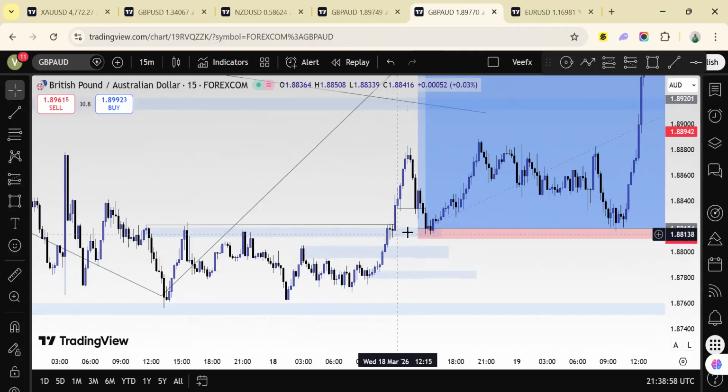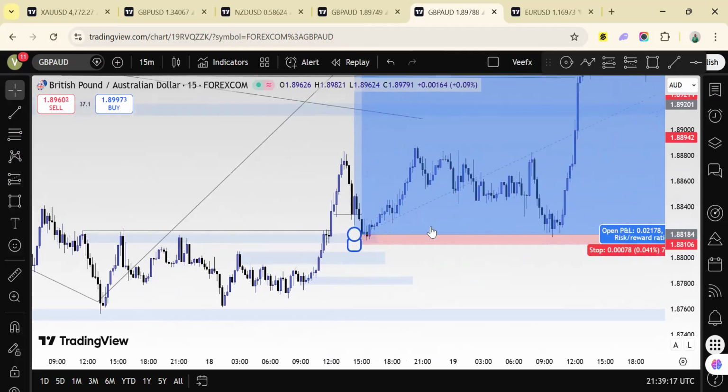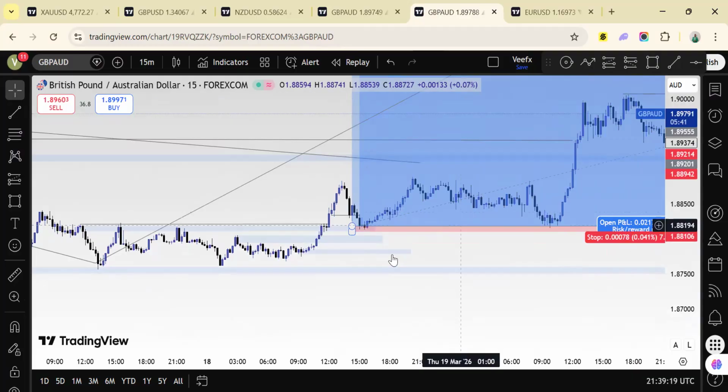But why did I pick this one, this breaker block here? The fourth rule says you should pick the point of interest that's closest to the inducement liquidity. And if you look at these three, which one is closer to this inducement liquidity here? It is this one. That is why I picked this as my POI. So you can see it came here, tapped here, and what? Did a massive buy to the upside.